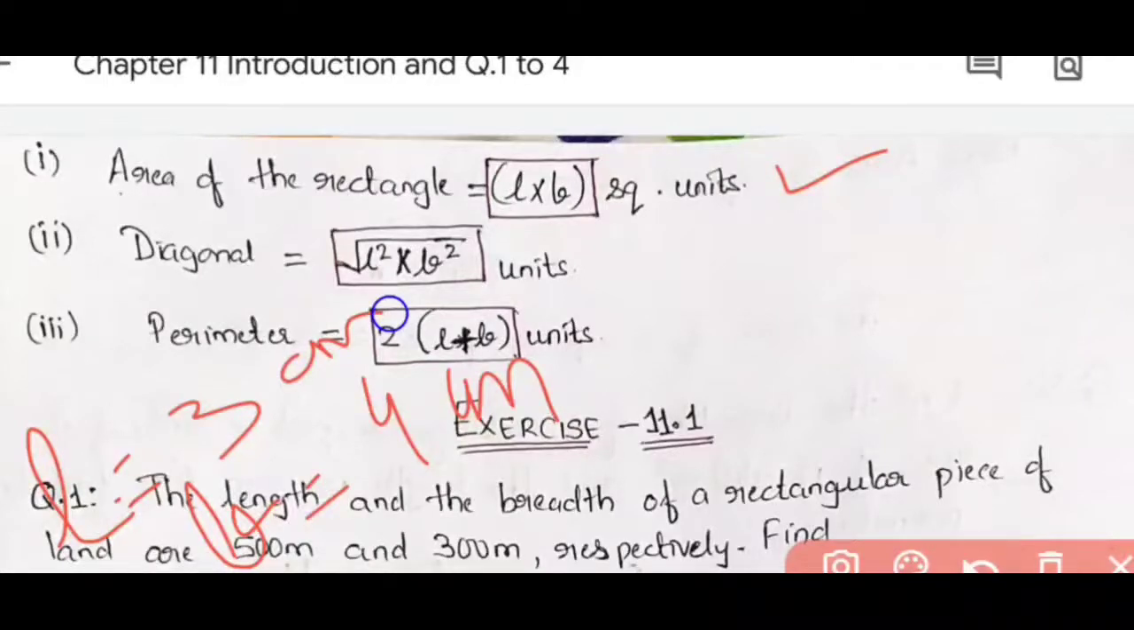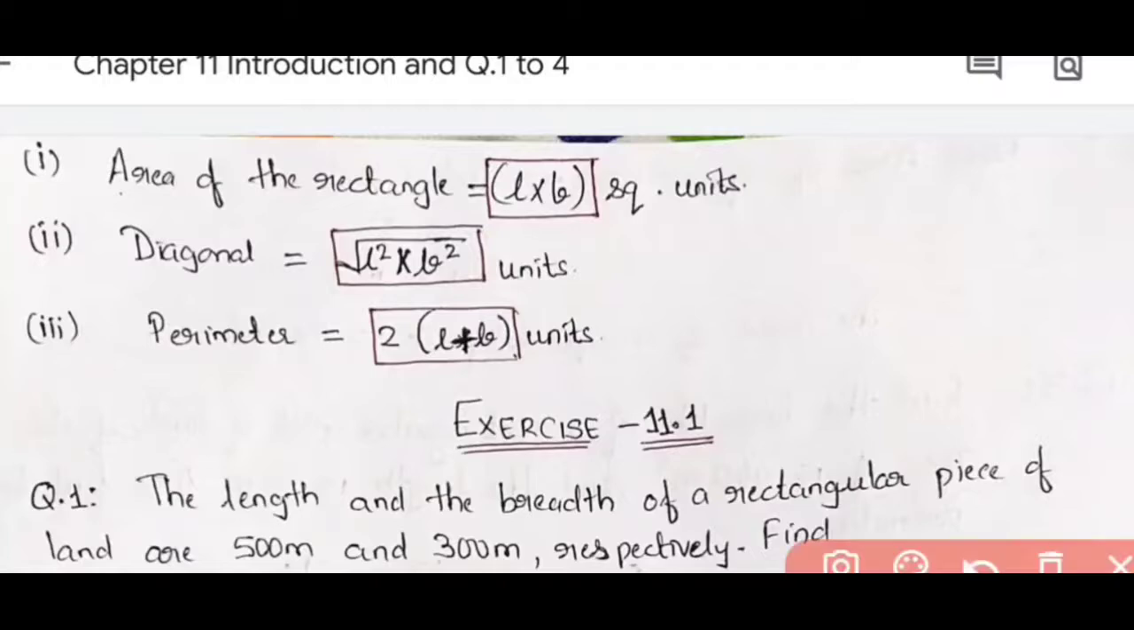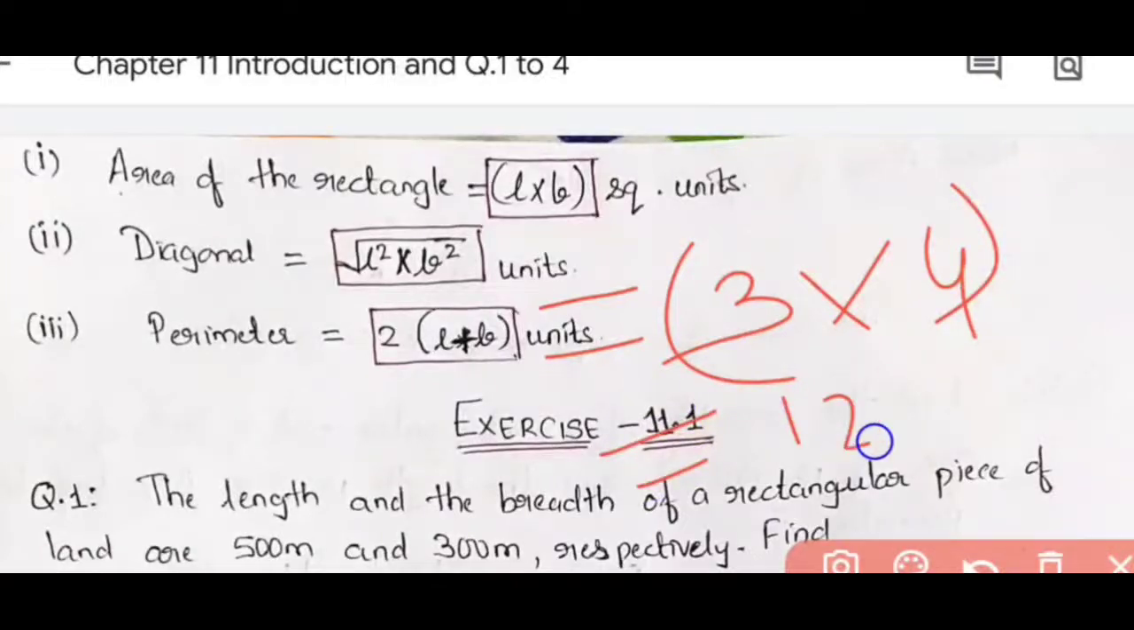If they ask you to find the area of the rectangle, you will place length here and breadth here and multiply both of them. So what will you get? 3 in place of L and 4 in place of breadth. So we will get the formula like this: area of rectangle is equal to length into breadth, so we will write 3 into 4. So we will get 12 square centimeter. You can write it like this, square centimeter, or if you don't want to write like that, you can also write centimeter square. Hope you have understood.